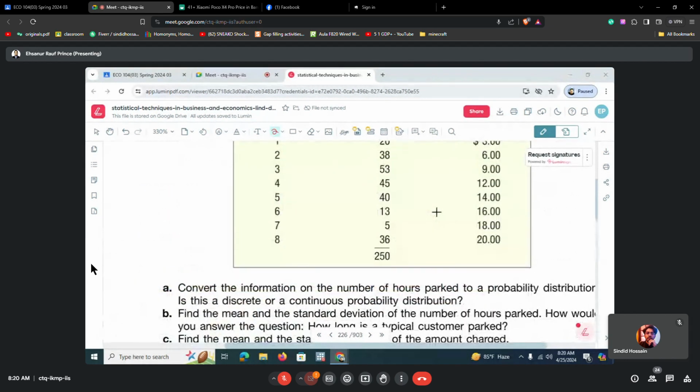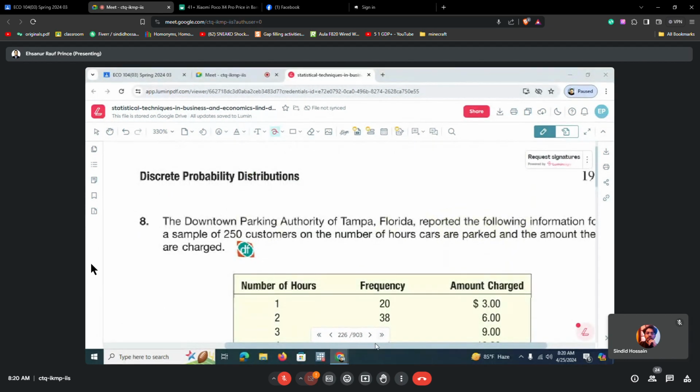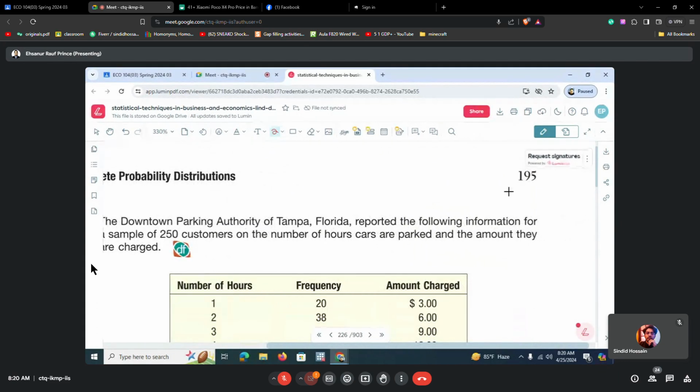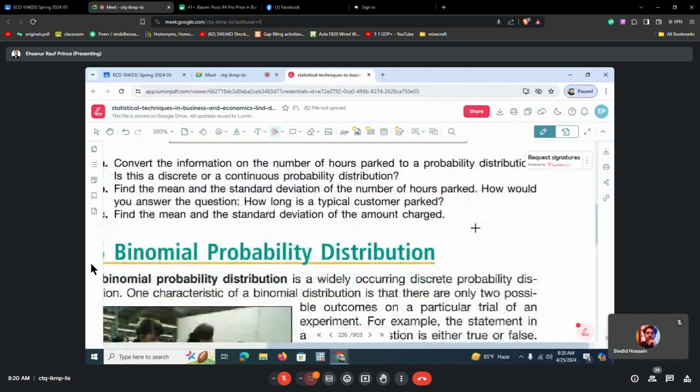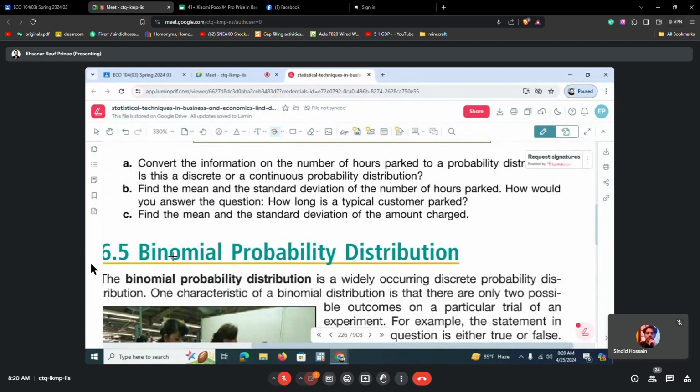Let me tell you the page number. It is 195. The page number is 195 and the topic name is this: binomial probability distribution.